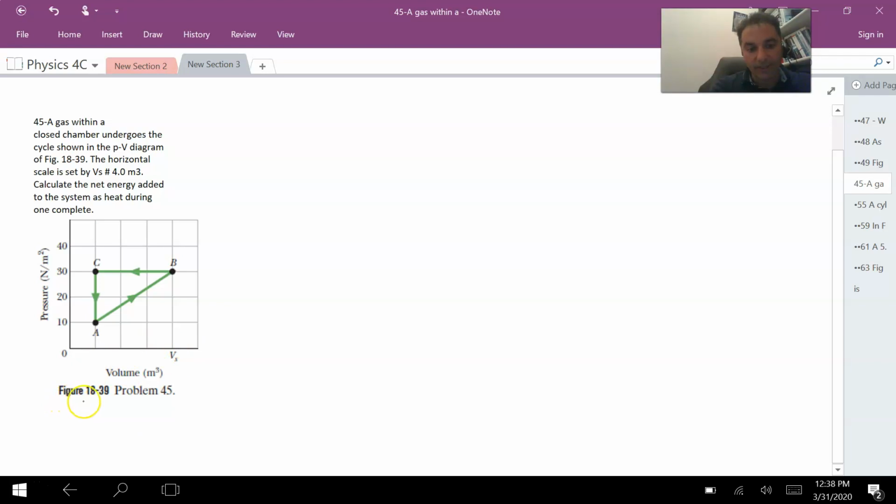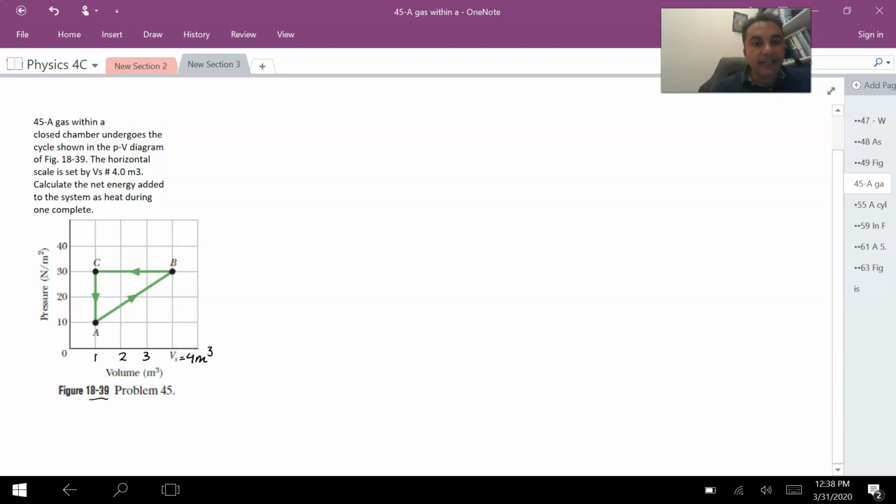So it's from chapter 18, problem number 45. The horizontal scale is set by Vs equal to 4 cubic meter. So this is 4 cubic meter. So 0, 1, 2, 3, 4. And here you have pressure 10 Pascal, 20 Pascal, 30 Pascal, and 40 Pascal.